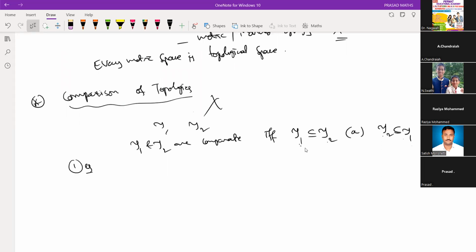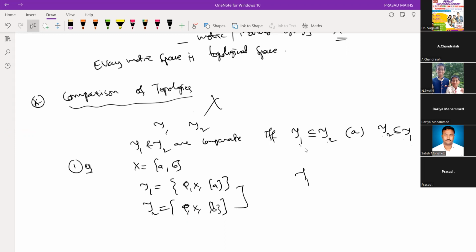Suppose you are given two topologies. This is a topology, and this is also a topology. The question is, are they comparable? No, because tau1 is not contained in tau2. Why? Because singleton a is an open set in tau1, but singleton a does not belong to tau2. Singleton a is not an open set with respect to tau2. Therefore, tau1 is not contained in tau2.